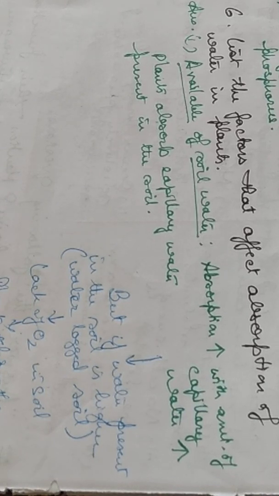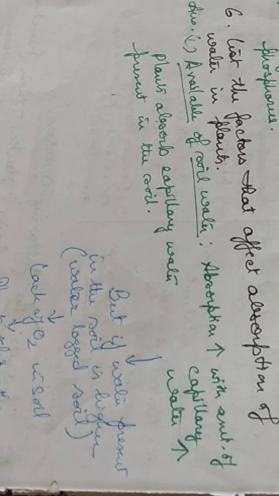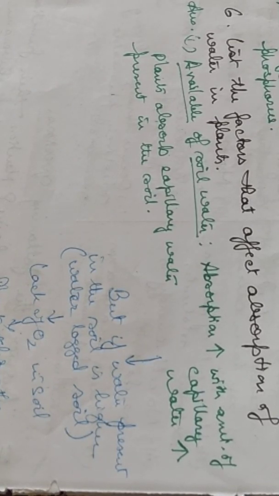But if the water present in the soil is too high, that is waterlogged, this happens generally during the rainy season, what happens? The oxygen level in the soil decreases, and that creates anaerobic respiration in the plant roots, because due to lack of oxygen they breathe anaerobically and produce alcohol which degenerates the roots, okay.